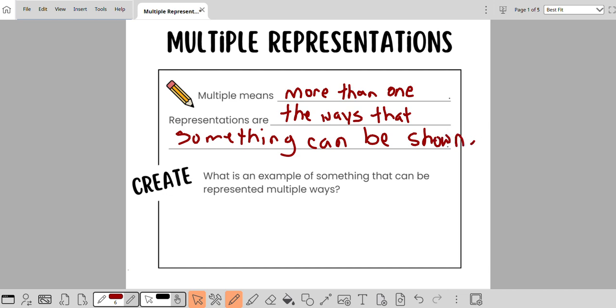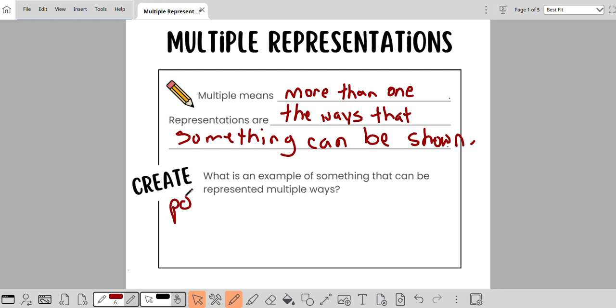All right, there you go. So multiple, more than one. Representation, the ways that something can be shown. So we're going to talk about more than one way to show something. Okay, so let's go through some examples. All right, just let me come up with a few and see what we can come up with.